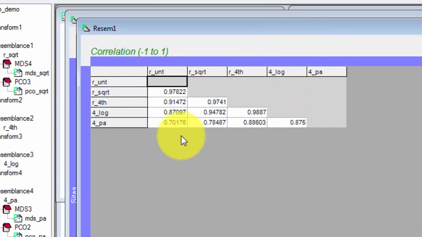So what we get here are correlations among multiple resemblance matrices. And because each of these resemblance matrices is based on the same data but transformed, the correlations are quite high, as you would expect. They're smallest for the presence-absence, but quite high for the others. So untransformed and square root 0.98.